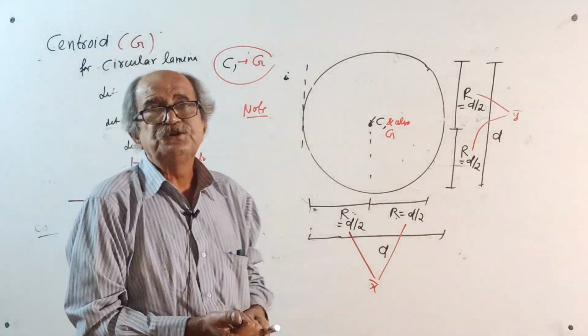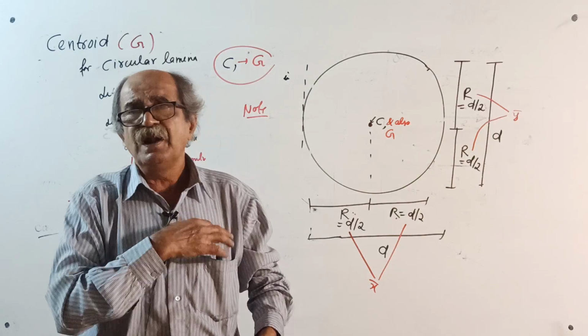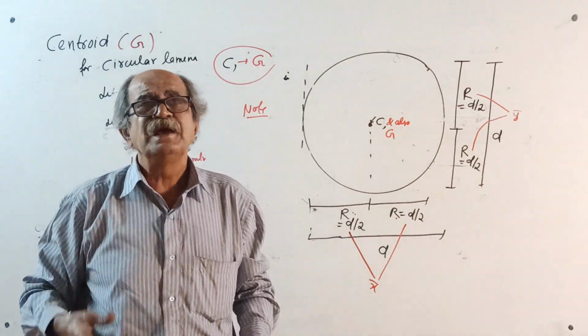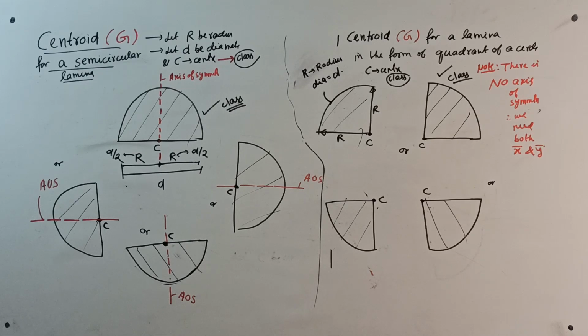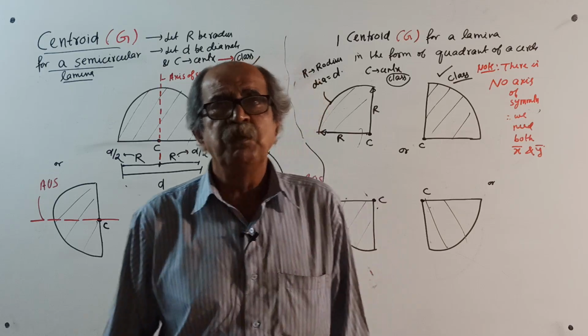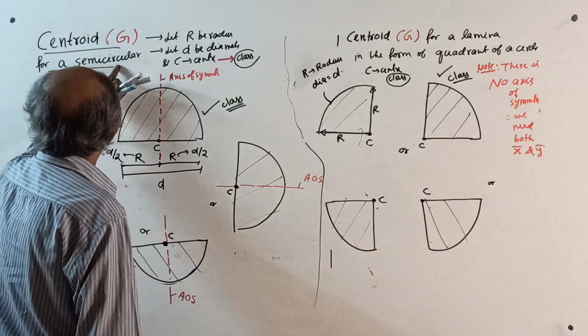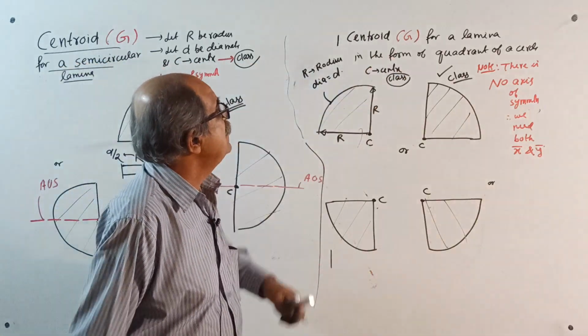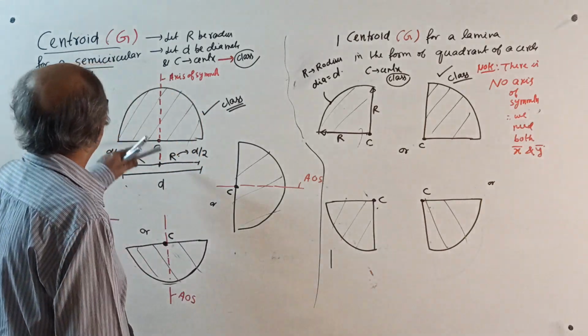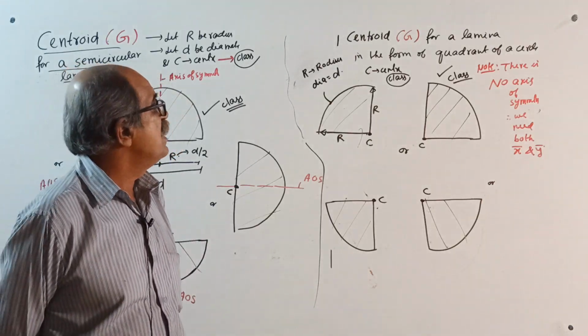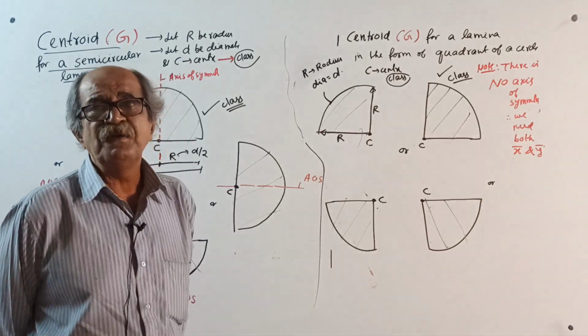Now come to the most important, centroid for a semicircle and quadrant. Here I have to prepare some sketches, thoroughly explain, and then tell you how to locate it. Some theory will come now. Now come to the important part: centroid G for a semicircular lamina, and little later centroid G for a lamina in the form of a quadrant of a circle. In simple language, centroid G for a semicircular area and for a quadrant of a circle.